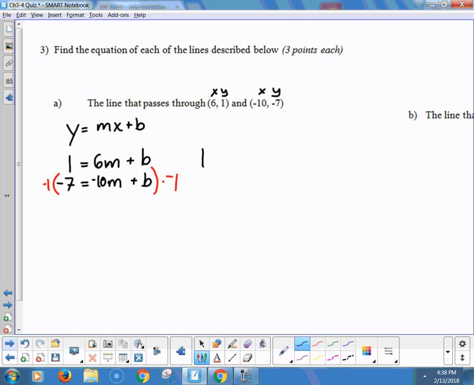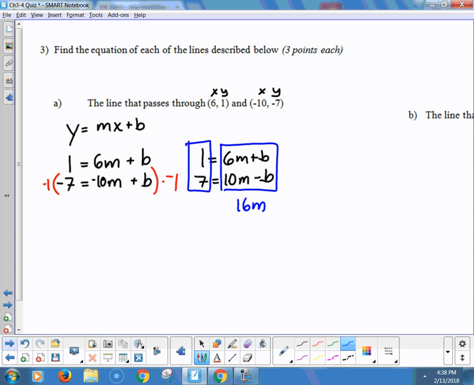And so your first equation is 1 equals 6m plus b. And the bottom equation is positive 7 equals positive 10m minus b. And now when you add up everything on the left side, you get 16m. And when you add up everything on the right side, you get 8. Dividing by 16, we get a slope, m, which is 1/2. So, yay, we have a slope.